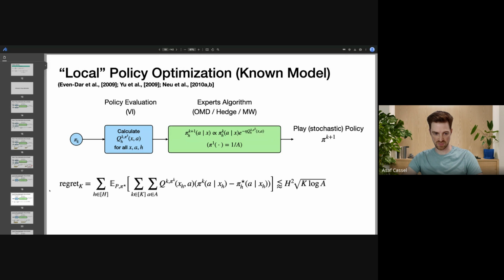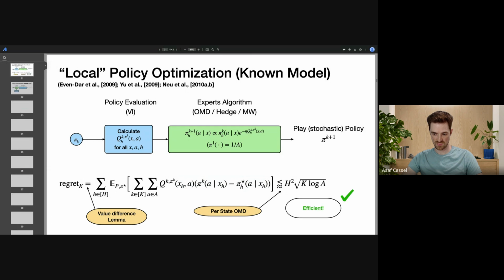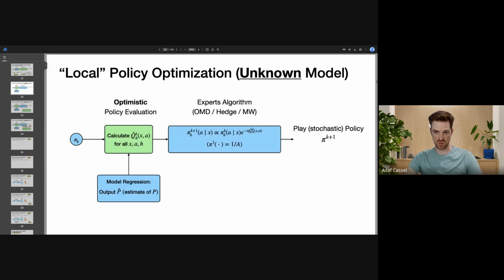Right, and the regret analysis for this, again, would be quite simple. So you can use a standard value difference lemma to get that the regret is exactly this OMD loss per state. Okay, and you can bound this per state, and now you get that the regret is actually H squared, K, square root of K log A. Okay, and now this is actually efficient. So you can compute this and everything's fine. But this is just for the case where the model is known.